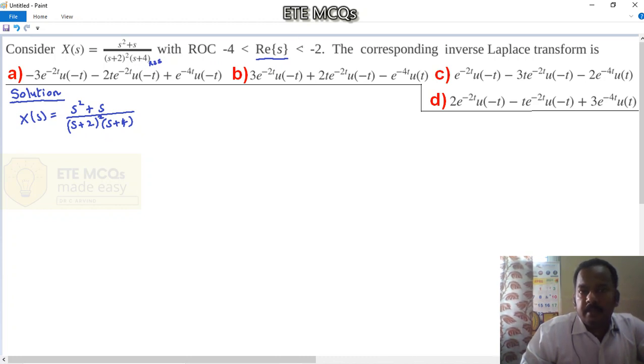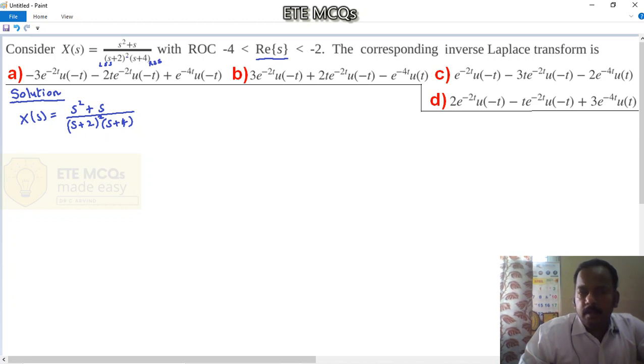And since you have real part of s less than minus 2, the ROC should be inside minus 2, on the left hand side of minus 2. Whereas here the ROC should be on the right hand side of minus 4. So (s plus 2) the whole squared should be a left-sided sequence. This is a small hint.